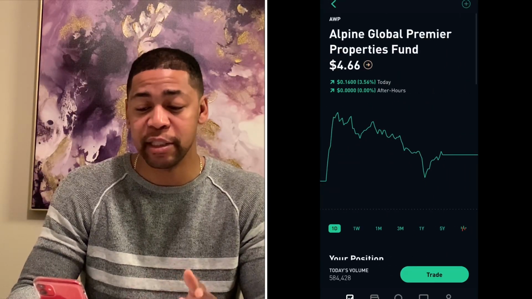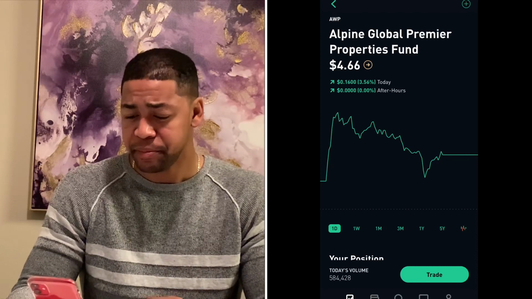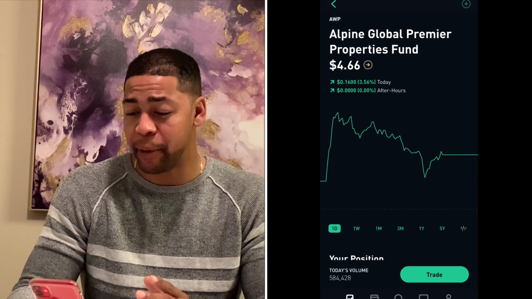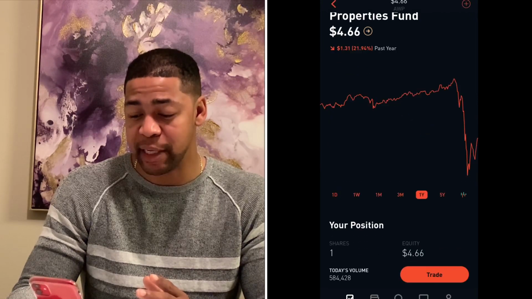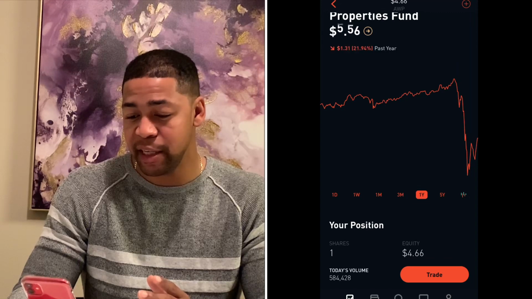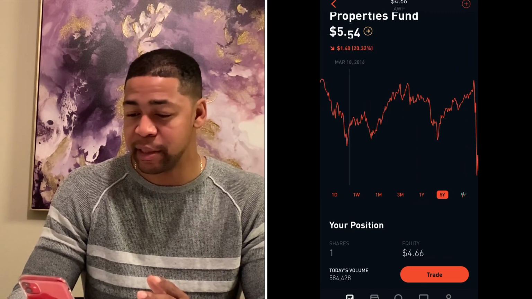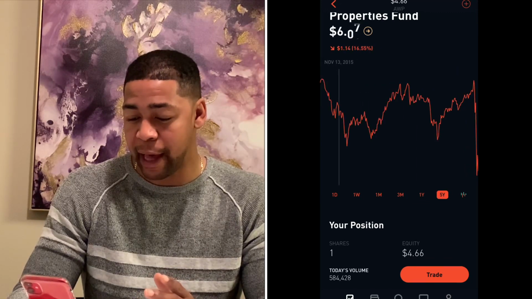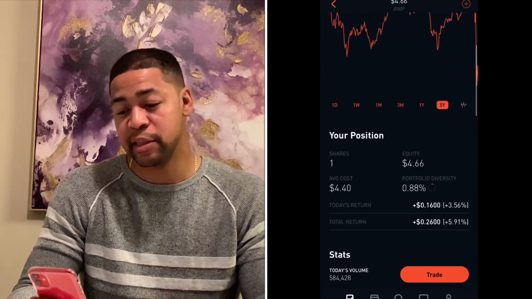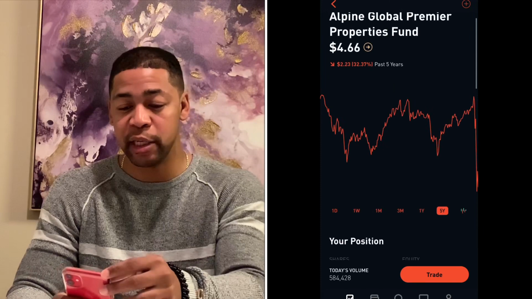AWP, this is another real estate investment trust, and I did the same thing. I'm always looking at where it's dropping off and how long it has been stable. This has been around since 2015. It's done pretty well. It had its ups and downs. I bought it literally at $4.40. Right now it's at $4.66. So in my opinion, it was a pretty good investment.